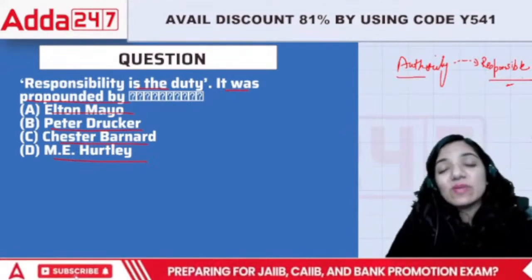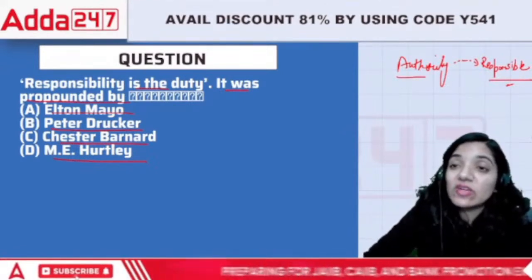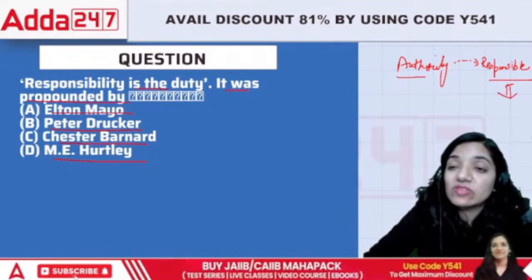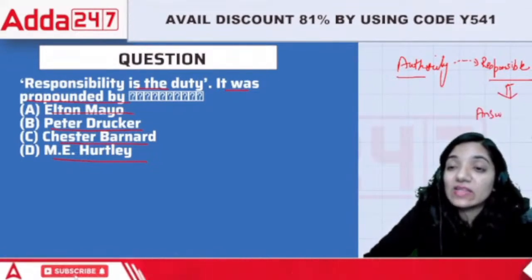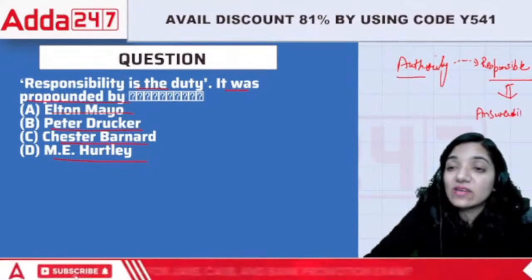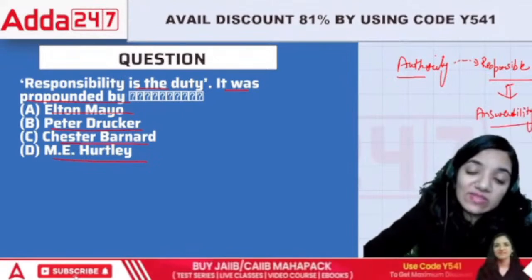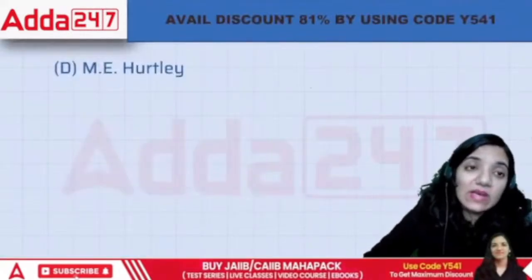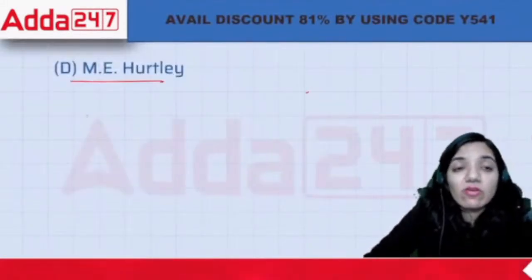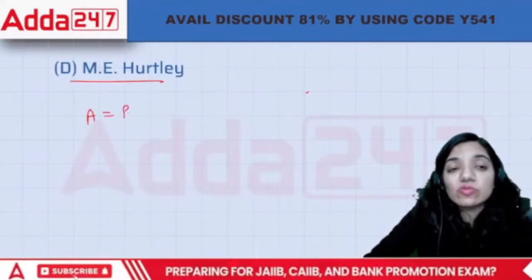So responsibility is basically a duty. From authority, we get responsibility, and from responsibility, we also get the point of answerability. So there it is, three things coming out of it. This is given by M.E. Hartley. So authority is equal to responsibility.